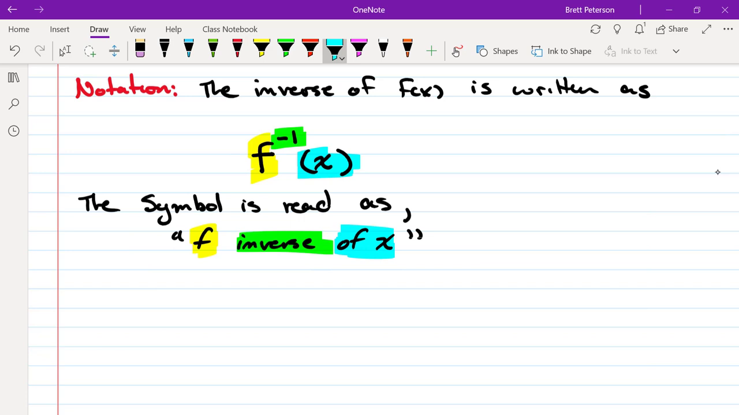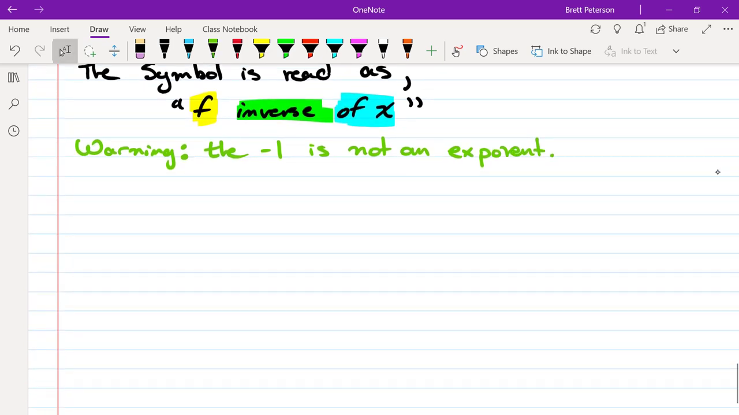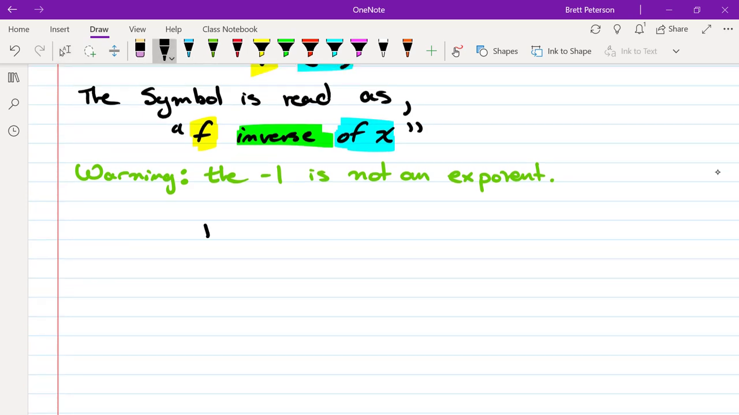So as mentioned, and it is worth a warning, the -1 is not an exponent. So what that means is that f inverse of x is not equal to 1 over f of x.